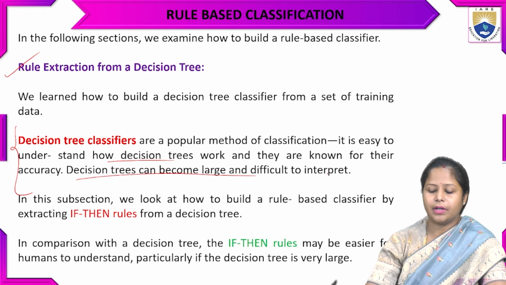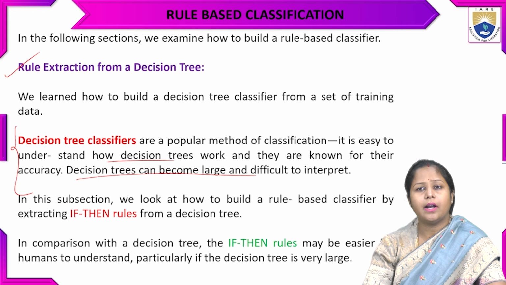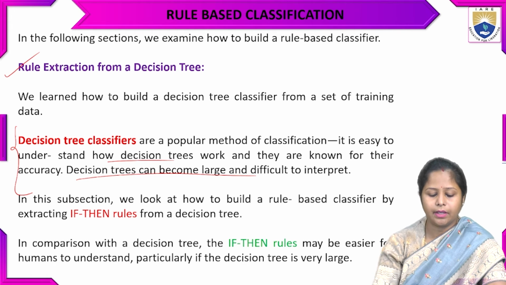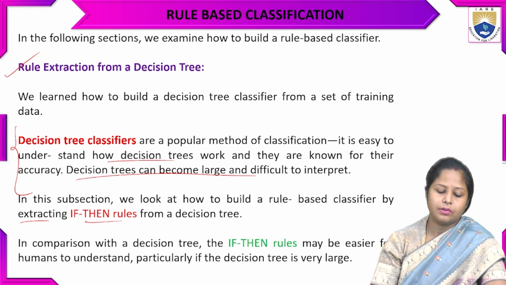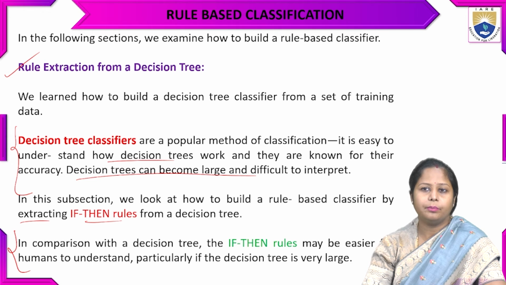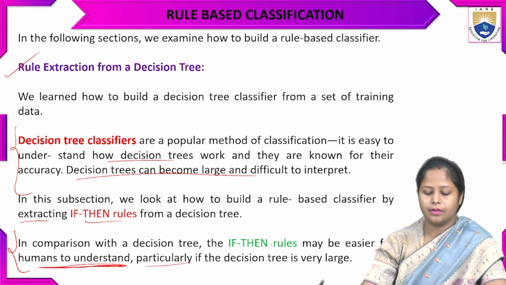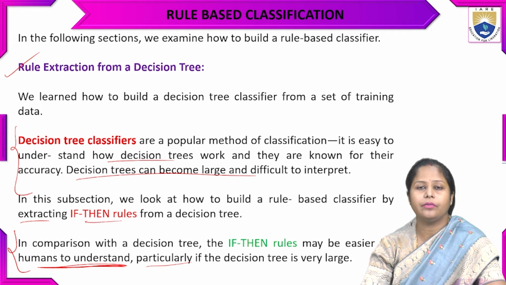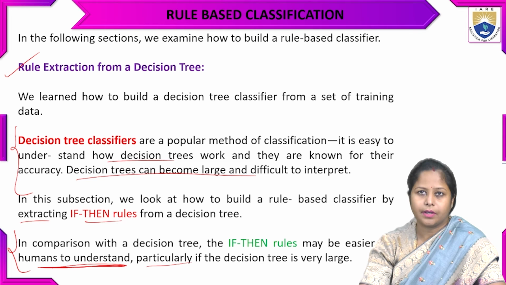The decision tree can become large and difficult to interpret sometimes. In this subsection, we look at how to build a rule-based classifier by extracting if-then rules from a decision tree. In comparison to the decision tree, if-then rules may be easier for humans to understand, particularly if the decision tree is very large. So we will use rule extraction from a decision tree.